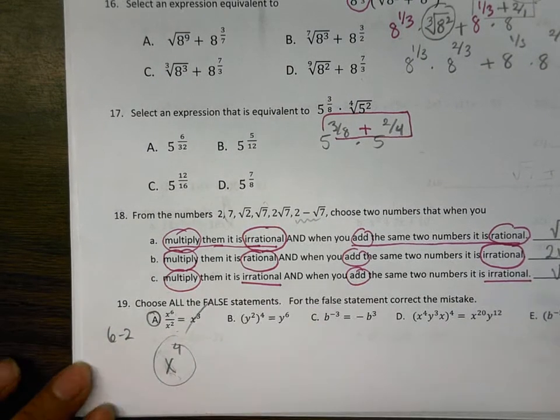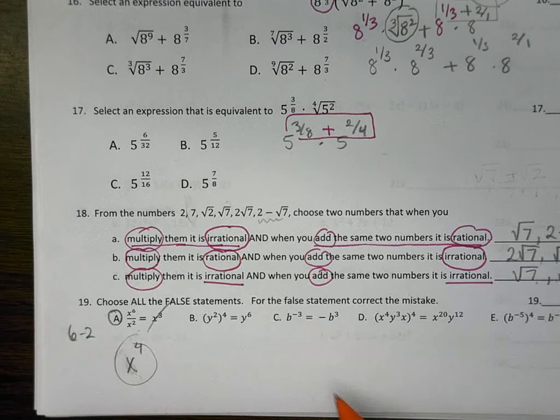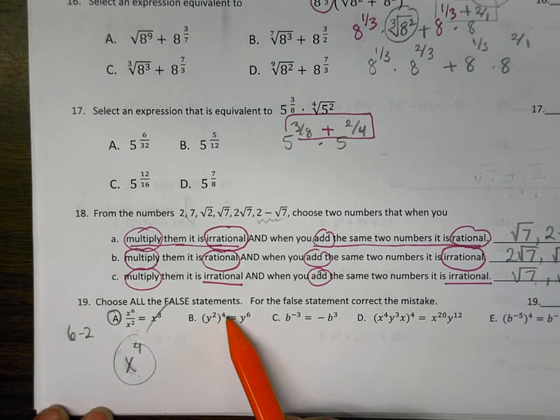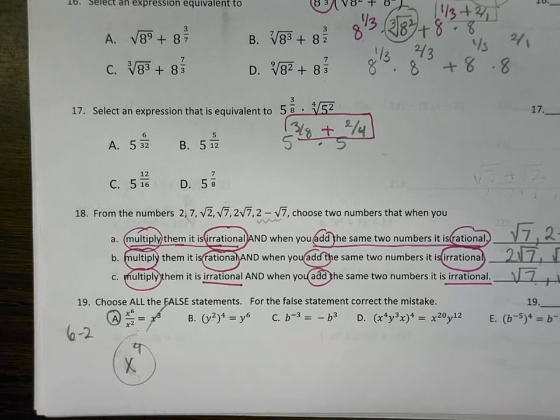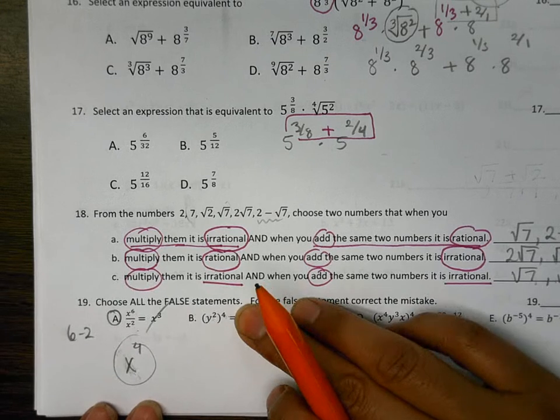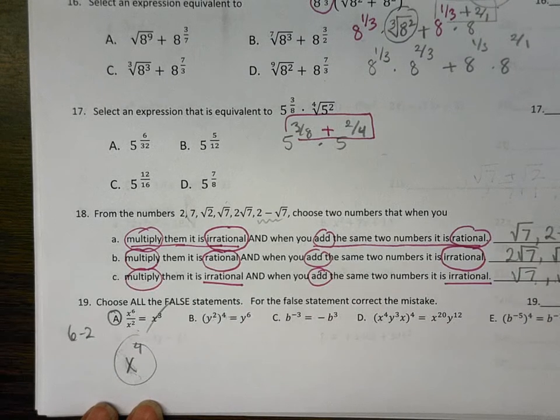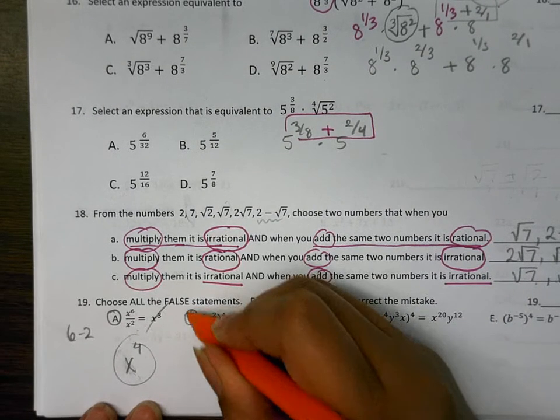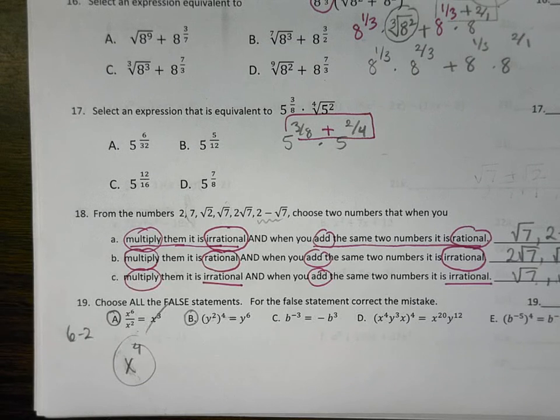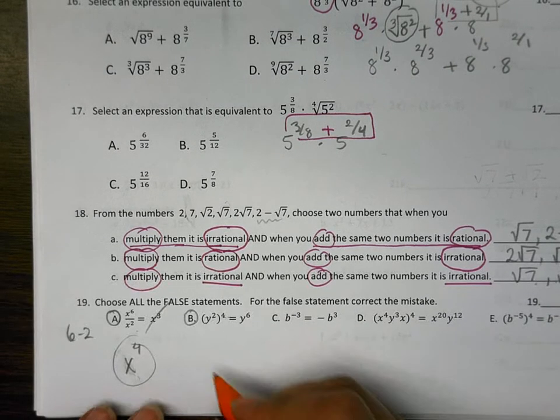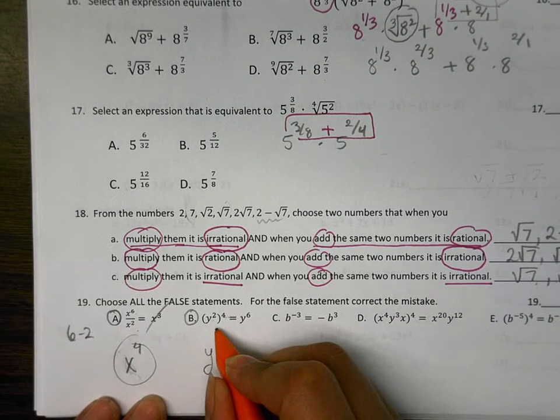All right, next one. Do I add the powers or multiply the powers in this problem? And is 2 times 4 6? This is false. Where did the student mess up? What did they do with the 2 and the 4? Added them, so it should be y to the 8th.